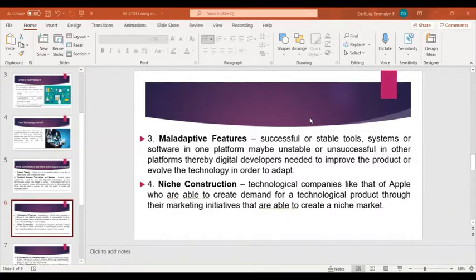Niche construction is when technological companies like Apple are able to create demand for a technological product through their marketing initiatives that create a niche market. So niche construction means that different companies, through their activities and choices, through modifying, through collaborating, and of course, can create their own marketing initiatives or strategies.